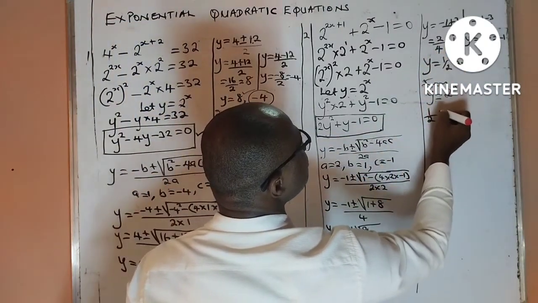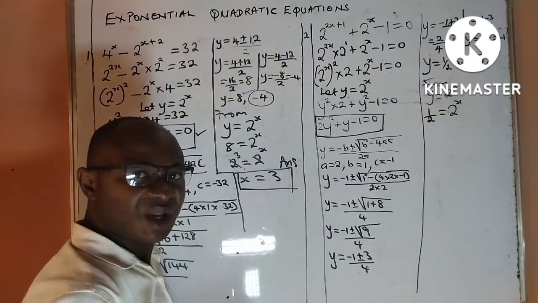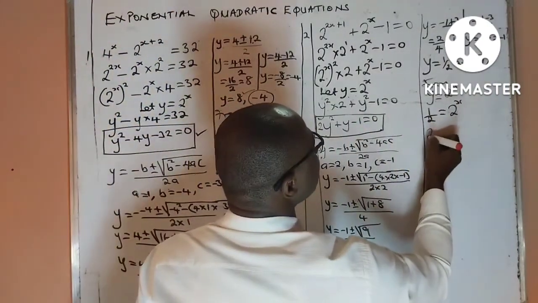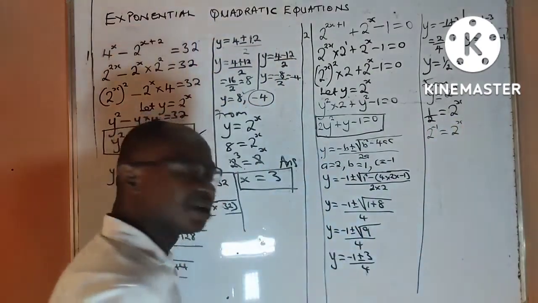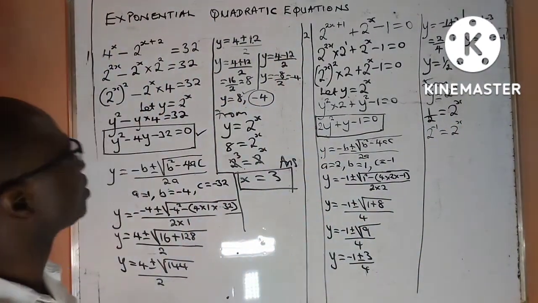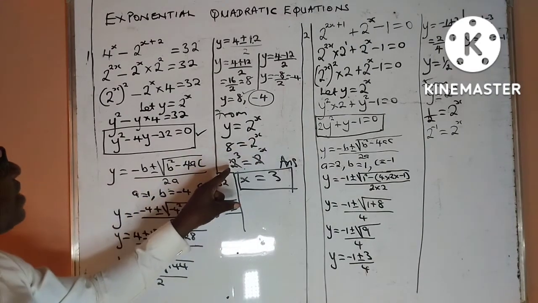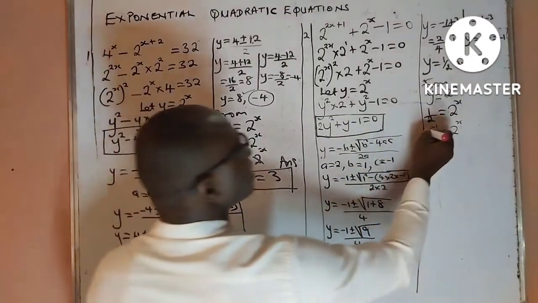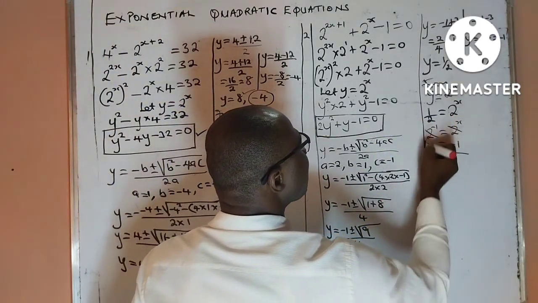So I have 1 over 2 equal to 2 raised to the power x. 1 over 2 is the same thing as 2 raised to the power negative 1, equal to 2 raised to the power x. You can now see that the bases are equal, just as I had it here, 2 raised to the power 3, 2 raised to the power x. I can now cancel the bases and have it that x is equal to negative 1. Final answer.